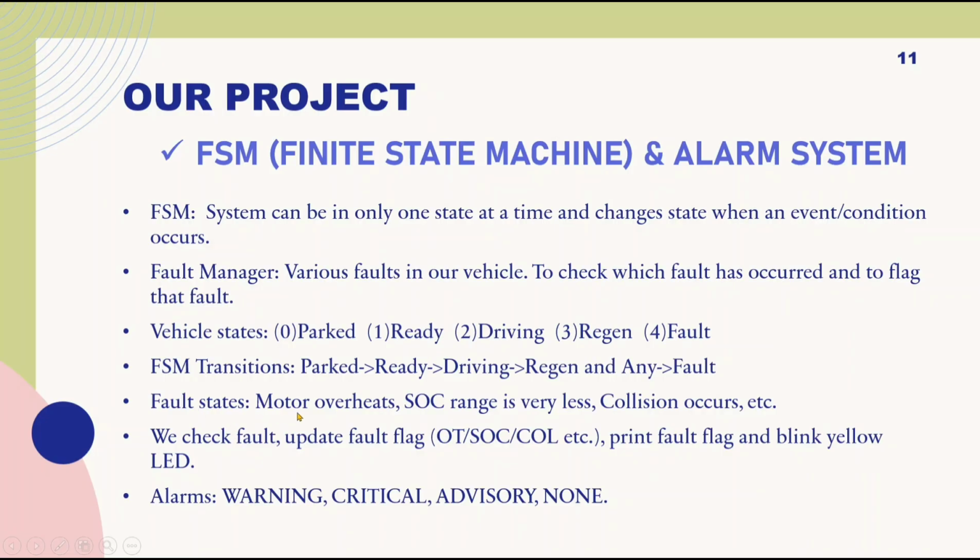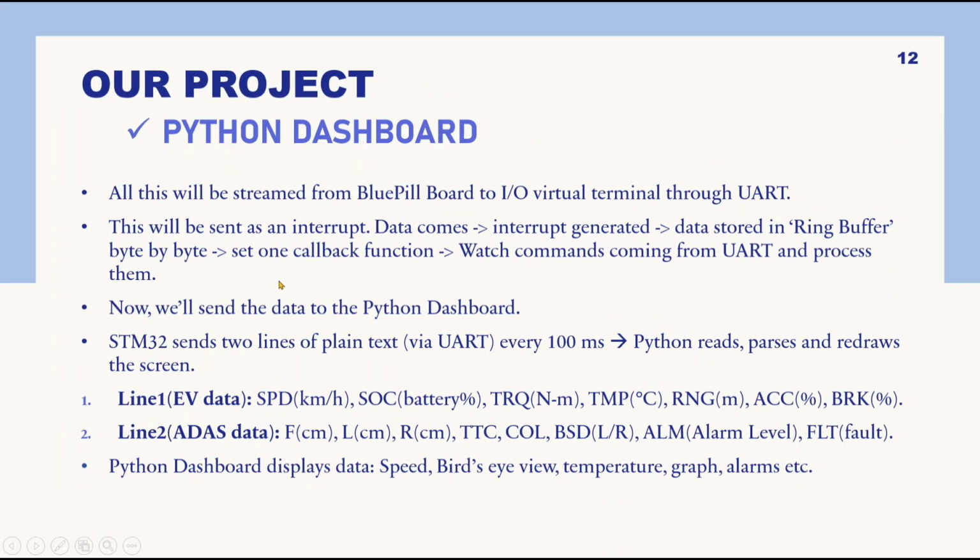And fault states are, let's say, our motor overheats, motor temperature is high, or the SOC range is very low, or a collision occurs. These are the fault states. And we check the fault, update the fault flag, print the fault flag, and blink the yellow LED. We blink the yellow LED for faults. And we have alarms also: warning, critical, advisory, and none. These are the alarms.